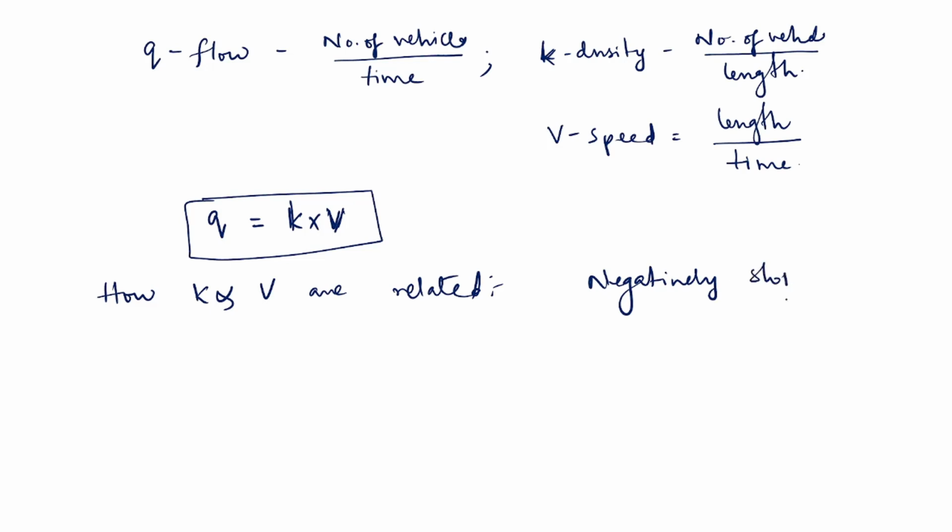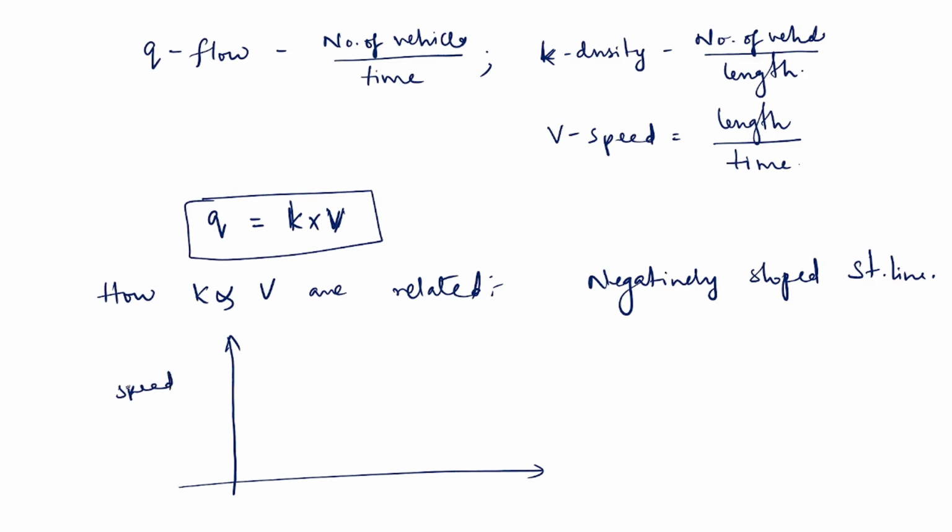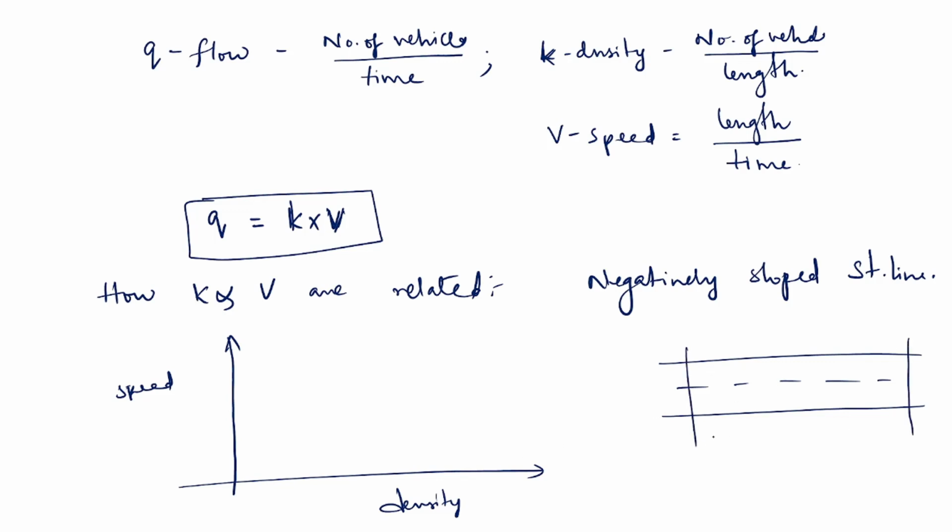Negatively sloped straight line. Okay. Now I'll just draw a diagram. Let us say this is speed. This is density. Now there is a road. Now if there are two sections, this is the length, this is the length, the length between two particular points. Within that length, how many vehicles are there? That is called density.